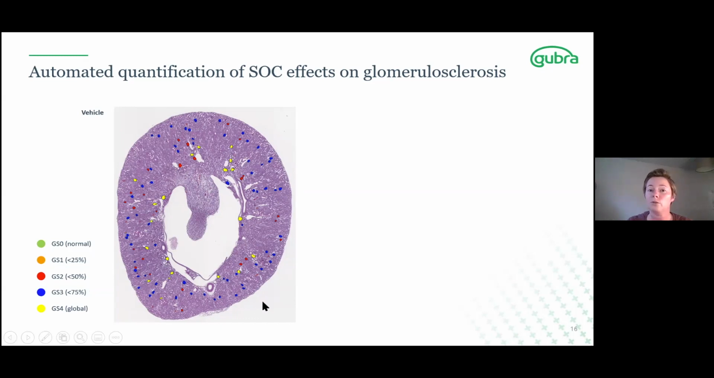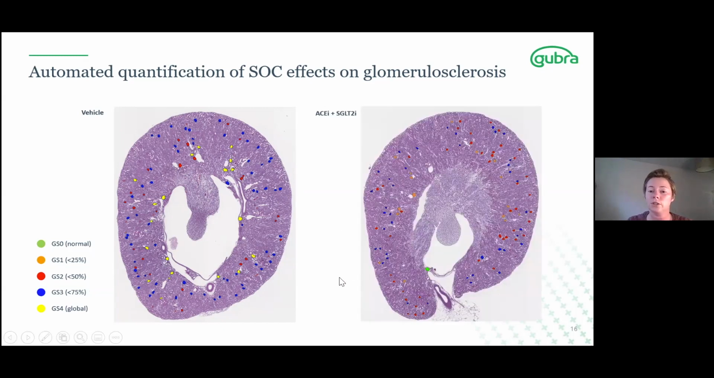So what happens when we apply our standard of care in this model? This is an image from a section from the combination treatment with ACE inhibitor and SGLT2 inhibitor. And what you can see here is that all of the yellow glomeruli are gone. So we don't have any of these completely sclerotic glomeruli anymore. They are gone. And what starts to appear are these orange glomeruli, which are the near normal glomeruli. So this is really cool.